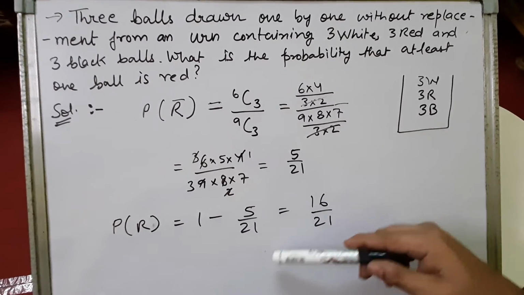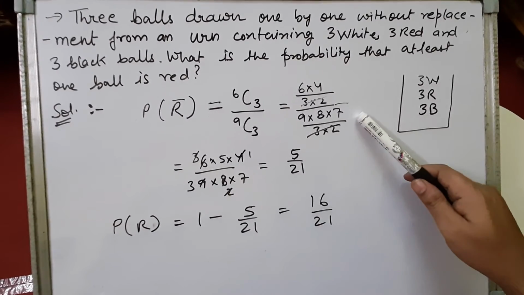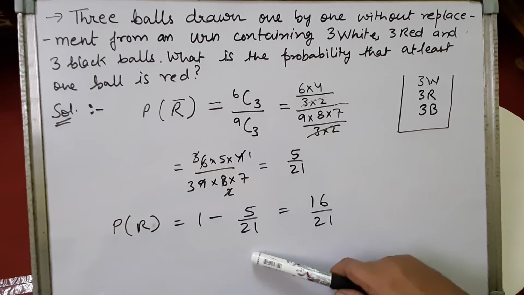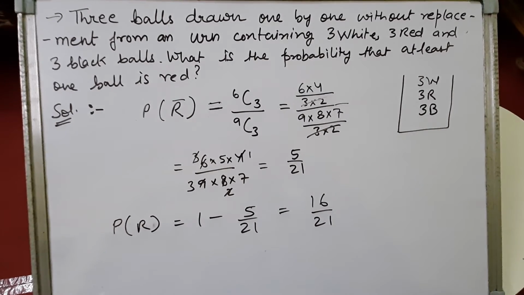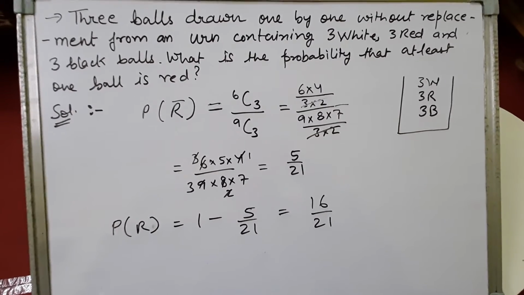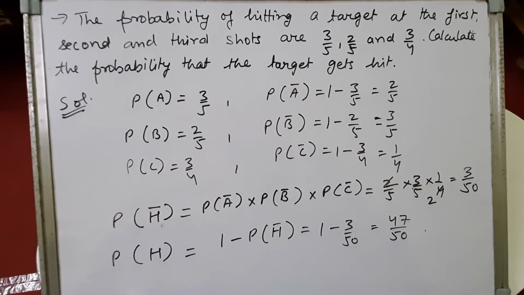So for getting at least one red ball, it will be the complement of no red ball. That means 1 minus 5 upon 21, we will get 16 upon 21. And that will be the answer for this sum. Please note down the solution. Okay children, let's see this sum.